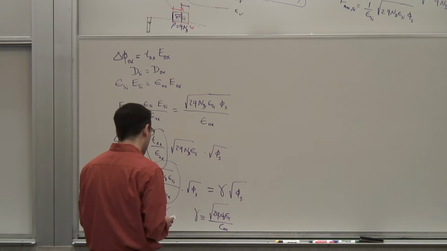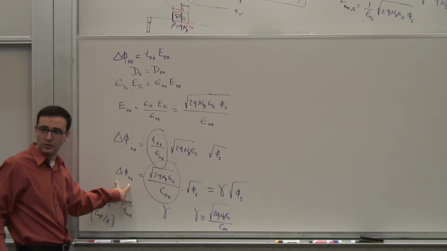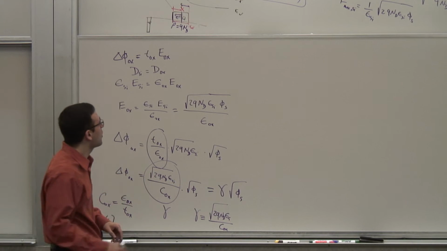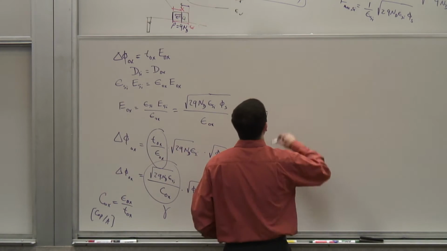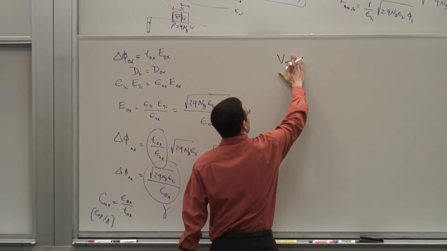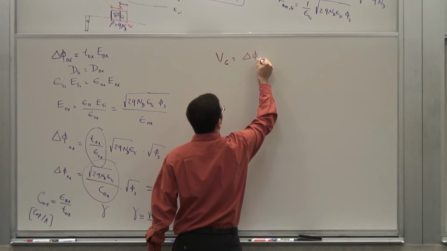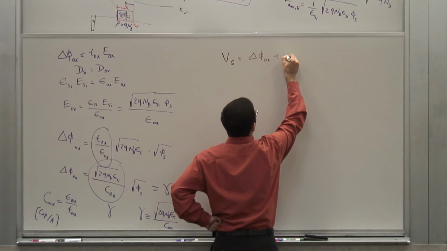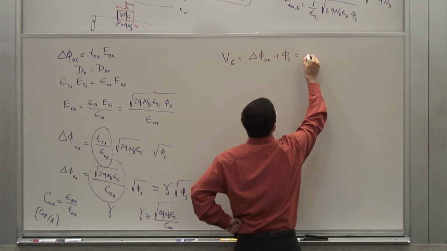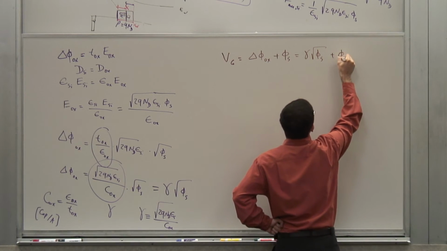Okay, so I did what I wanted to do. I calculated the potential drop across the oxide in terms of the surface potential. So now what I'm really trying to calculate is a threshold voltage, the minimum voltage. Well, the first thing is Vg in terms of that, which was delta Vox, the voltage drop across the oxide, plus the surface potential, which now I can write as gamma square root of Φs plus Φs.